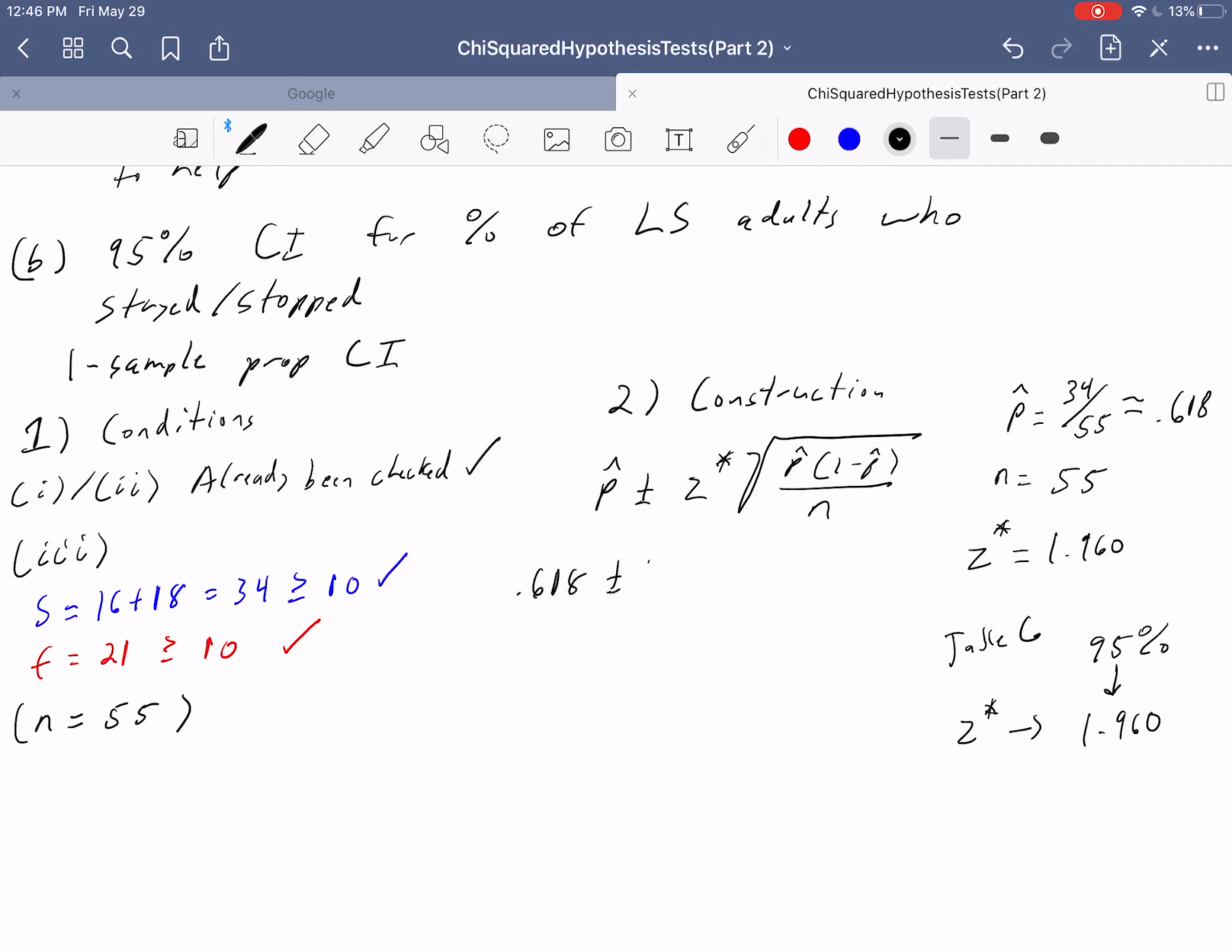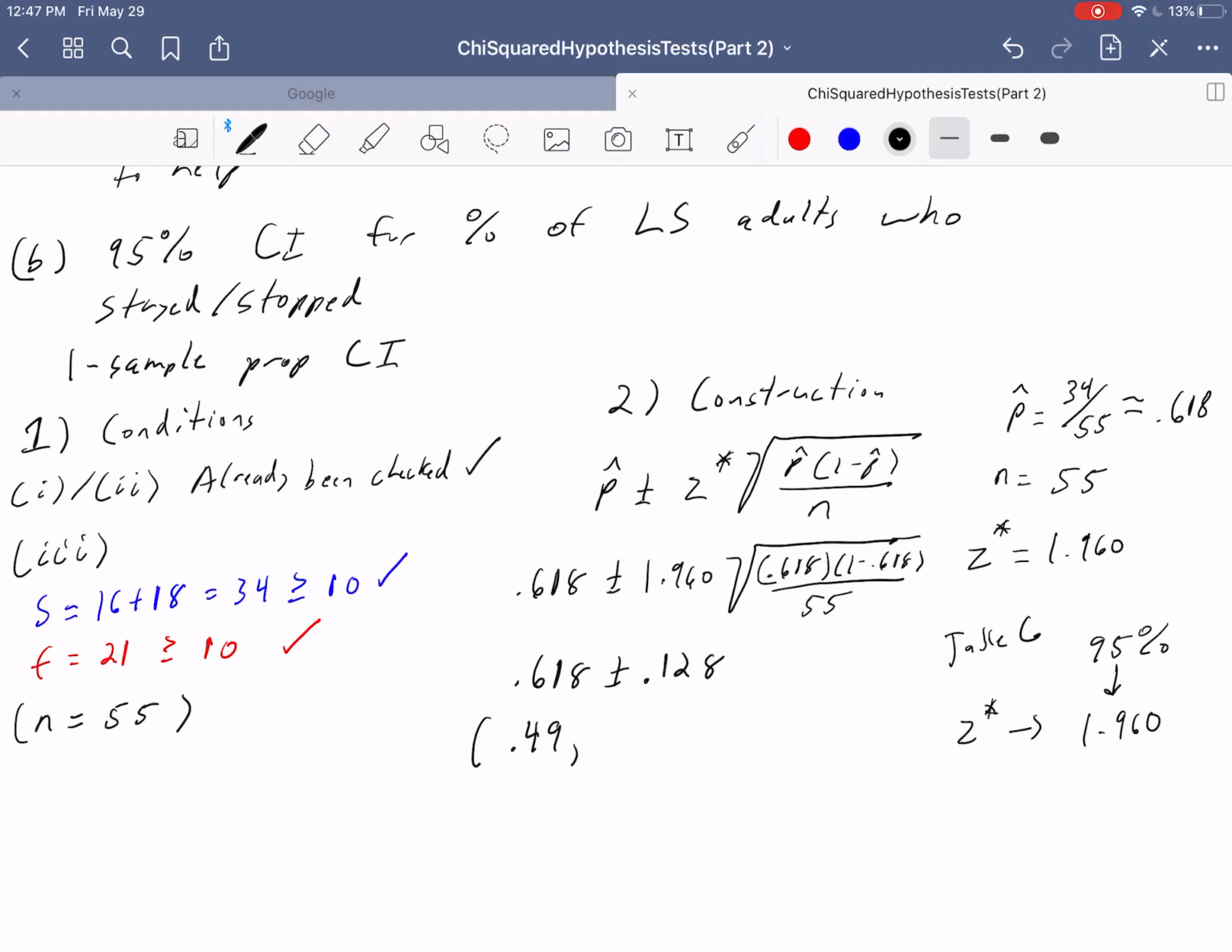0.618 plus or minus 1.960, square root of 0.618 times 1 minus 0.618, all divided by 55. Let's go ahead and get that margin of error. 1.960 times the square root of 0.618 times parentheses 1 minus 0.618, divided by 55. And it looks like we get 0.618 plus or minus 0.128 as our margin of error. Then if we do our subtraction, 0.618 minus 0.128, we get 0.49.